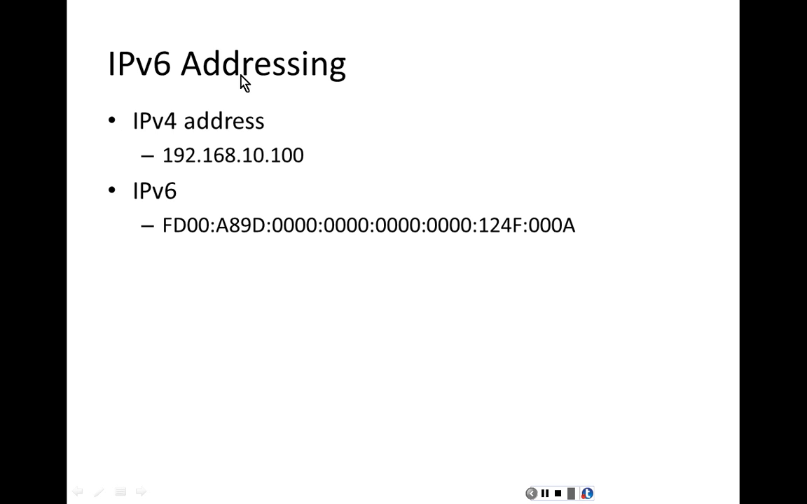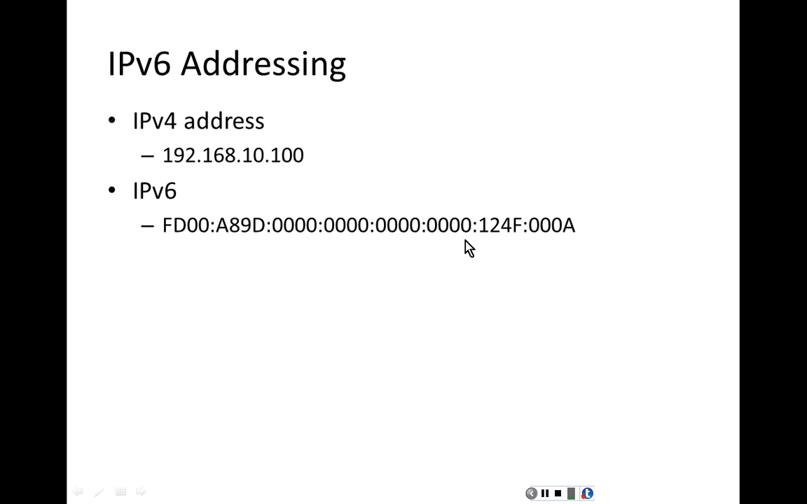In IPv6 addressing, it is written in a different format, whereas an IPv4 address is 192.168.10.100, what we call a dotted decimal notation. IP version 6 uses hexadecimal. It uses 8 hexadecimal blocks of 4 hexadecimal values to represent that 128-bit header.